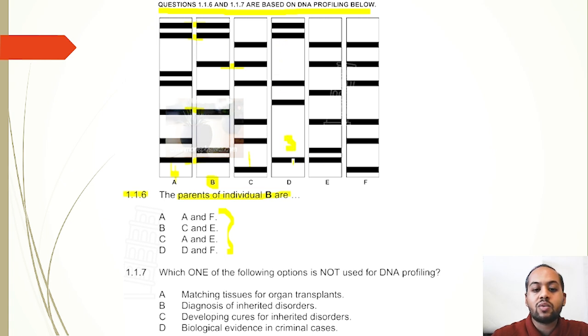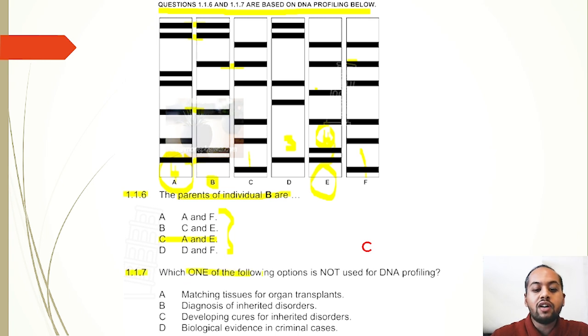We go to E. There's 1, there's 2, there's 3, there's 4. There are 4 matching bars with E. Then with F, nothing's matching, nothing's matching, nothing's matching. There's only one matching bar with F. Therefore, the parents of individual B: we have 4 matching bars for A, we have 4 matching bars for E. Both of them give us 4. Therefore, if we go to A and E, C is going to be the correct answer.